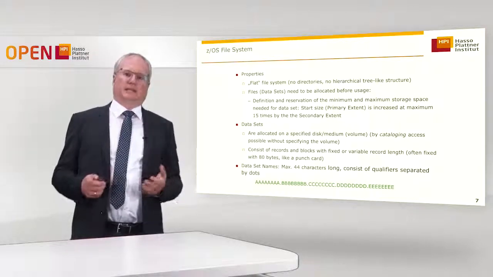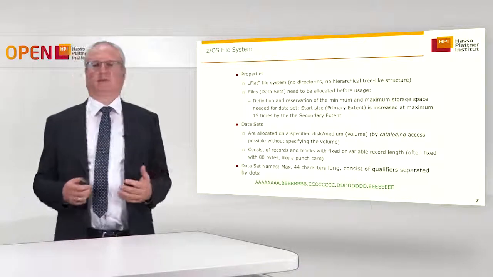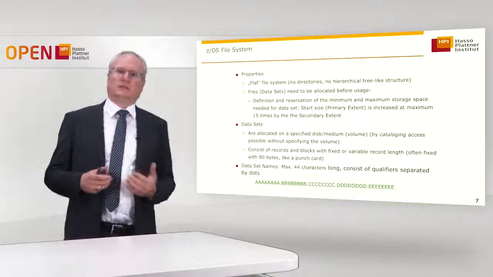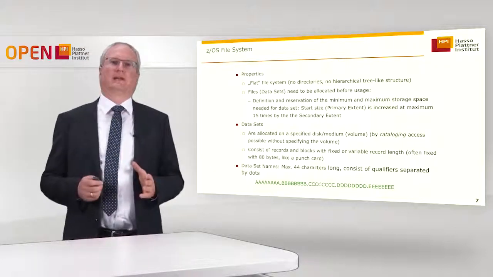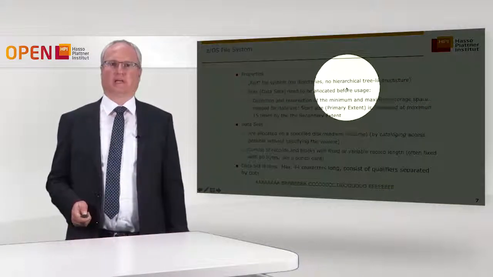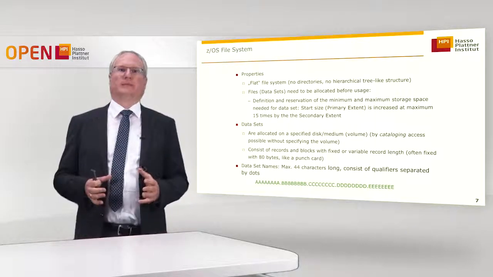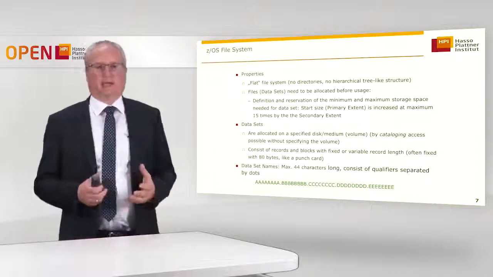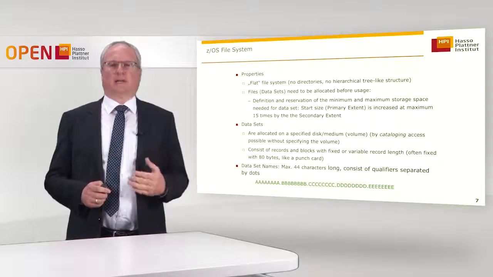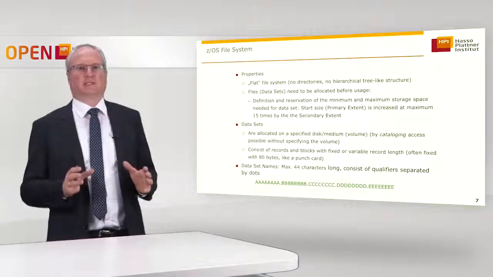And also these datasets cannot just be used. If you save, for example, a file on Windows or on Linux, the file is just created if it has not been saved before. This is not possible on the zOS file system. Every file has to be allocated before it can be used the first time. This step of allocation means allocating memory on disk for this file. Every file gets an initial size during the allocation, which is the start size, sometimes called the primary extent.